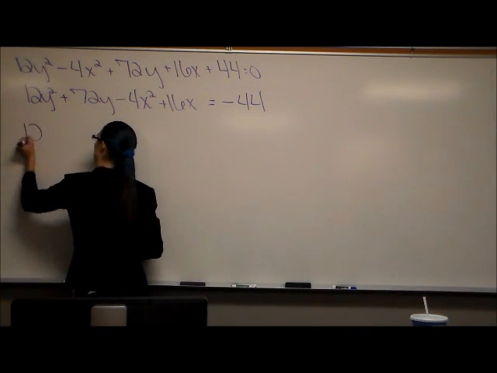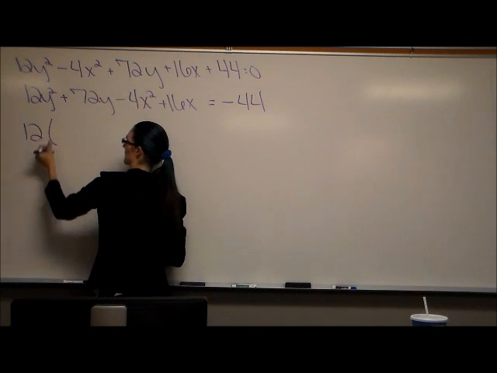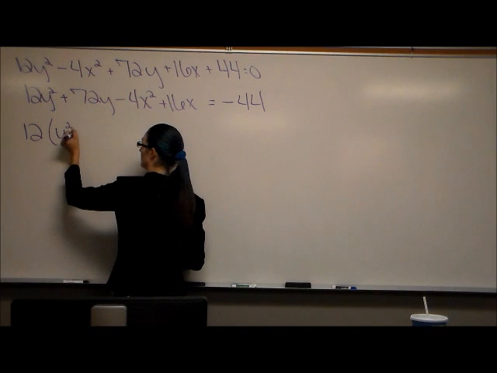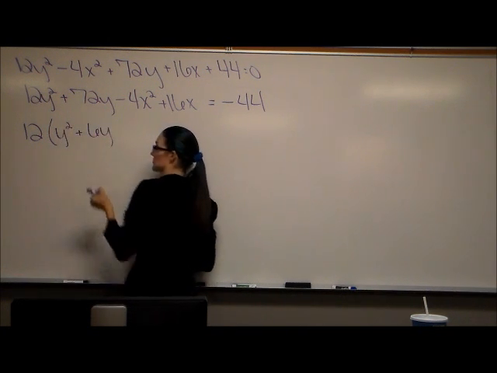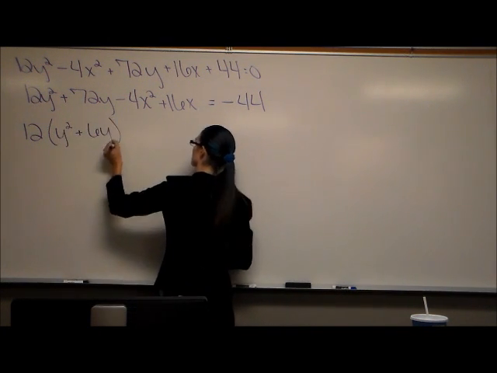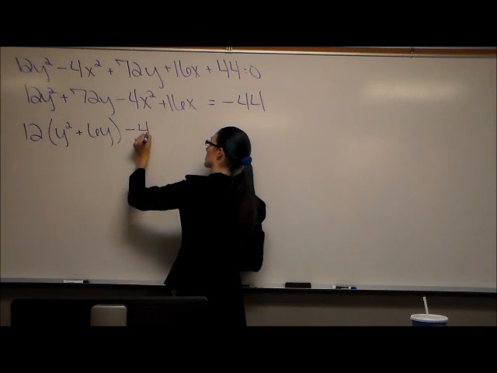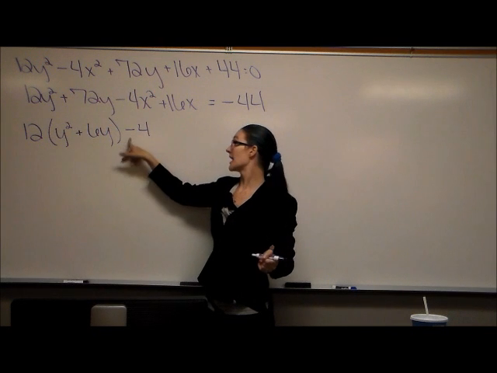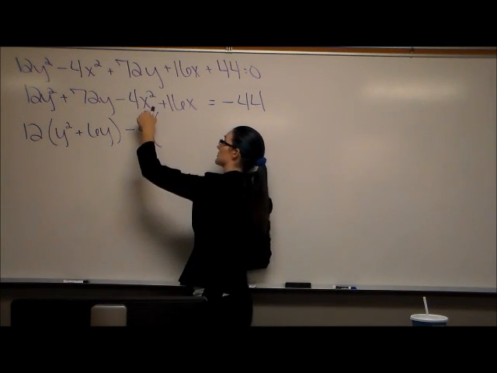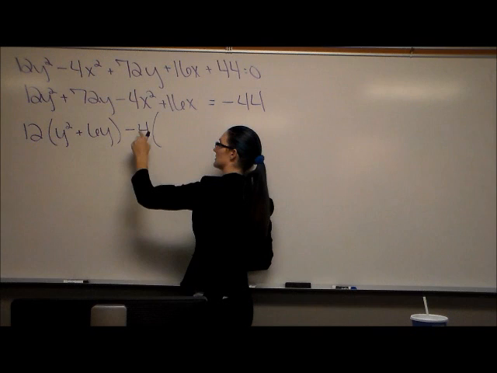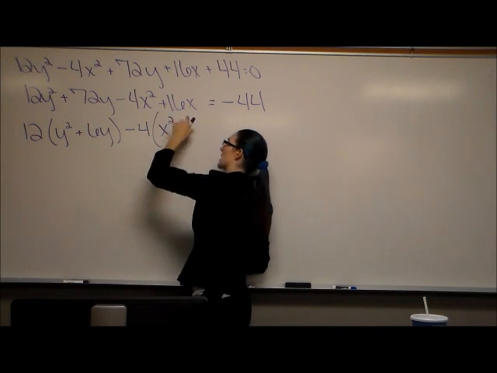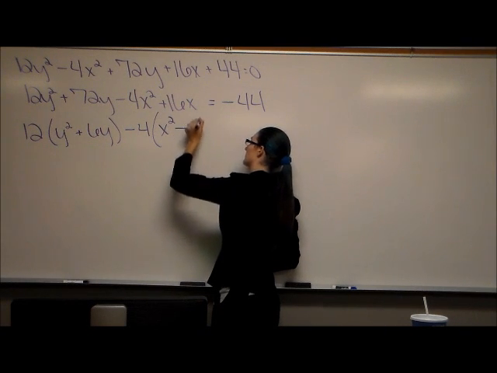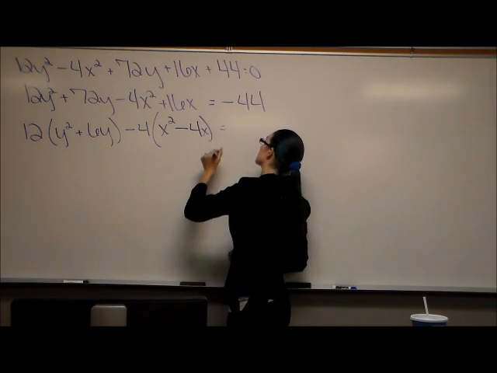So if you factor a 12 out, 12y squared divided by 12 is y squared. 72y divided by 12 is 6y. We're going to factor out a negative 4. Keep in mind, if ever your factor out term is negative, you've got to take that negative away. So negative 4x squared divided by negative 4. And positive 16x divided by negative 4. Keep that negative. X.